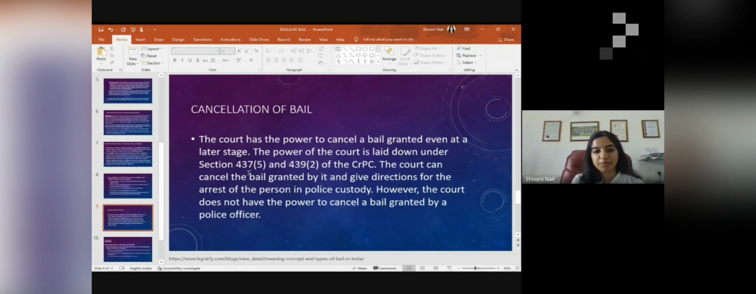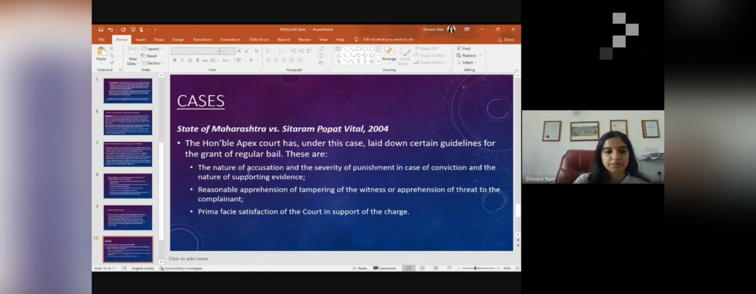Now, cancellation of bail. The court has the power to cancel bail, and the power is laid down under Section 437 Clause 5 and Section 439 Clause 2 of CrPC. The court can cancel the bail granted by it and give directions for the arrest of the person and taking him into police custody. However, the court does not have the power to cancel a bail granted by a police officer.